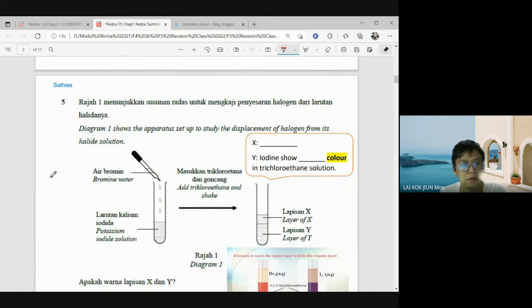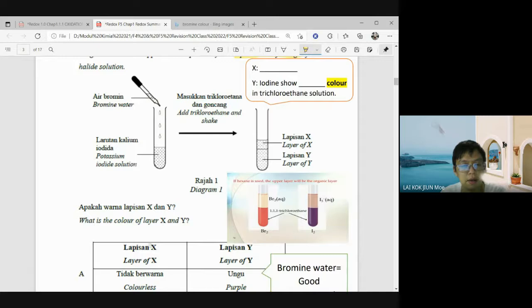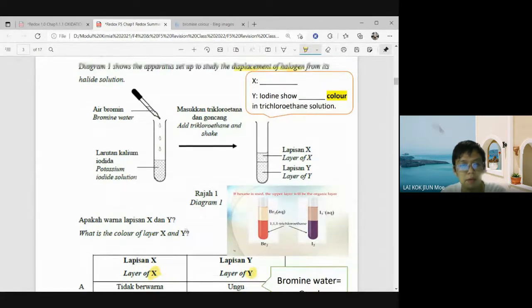Okay, so we go to the Cetis. Cetis, are you here? Yes, sir. Okay, Cetis, have you learned about displacement already? Yes. So no problems for you. So you can see this process is halogen displacement. First thing, kita tengok, dia tanya X, Y. So apa tu X, apa tu Y ya?